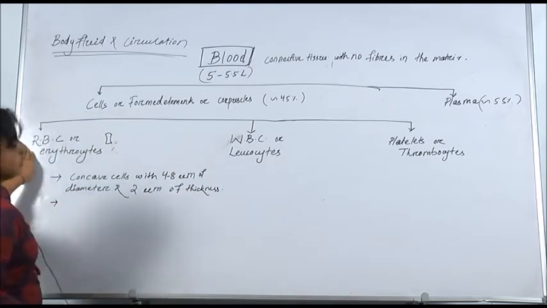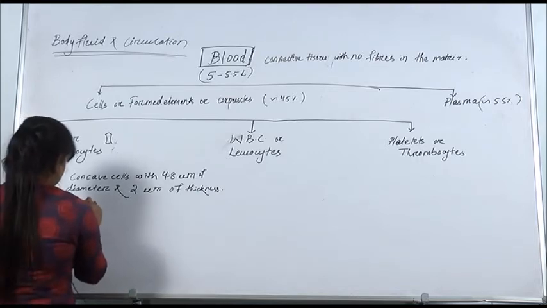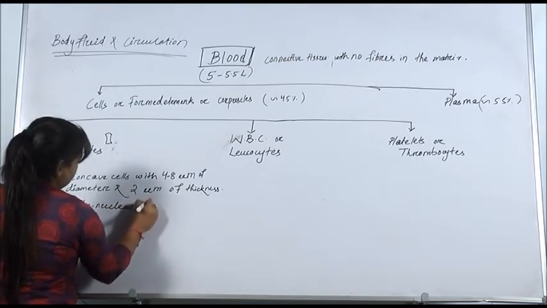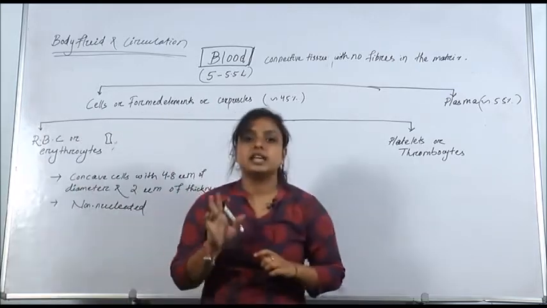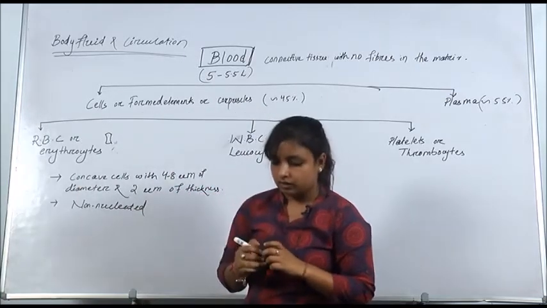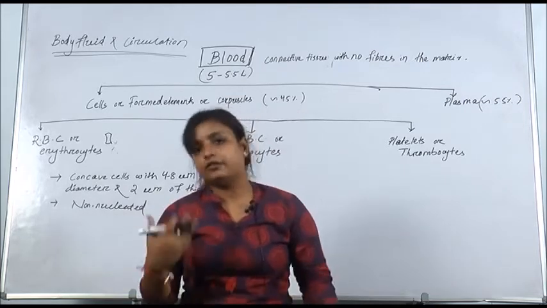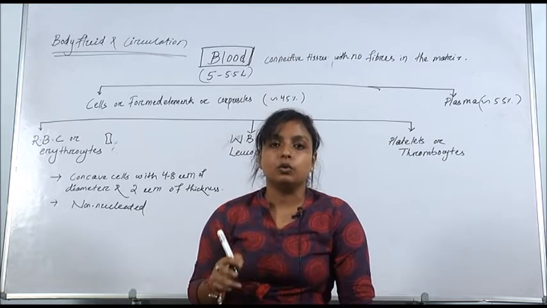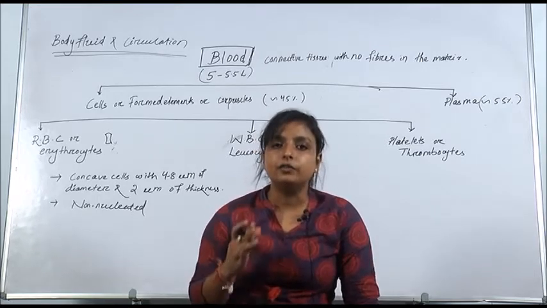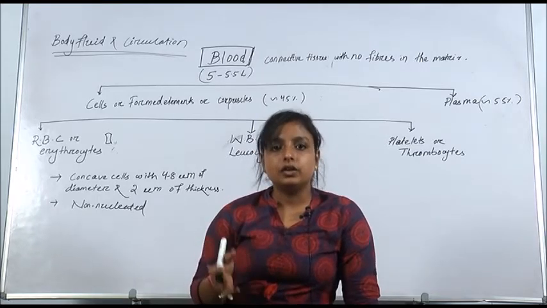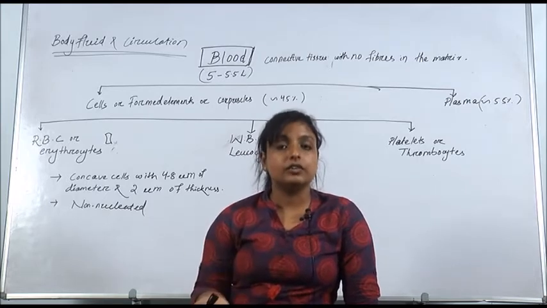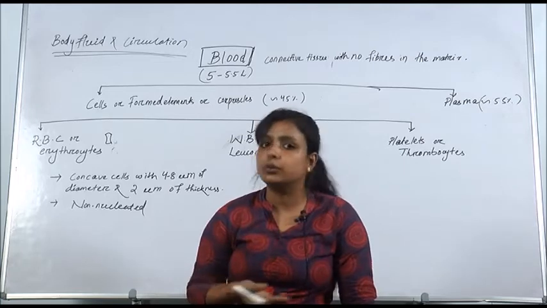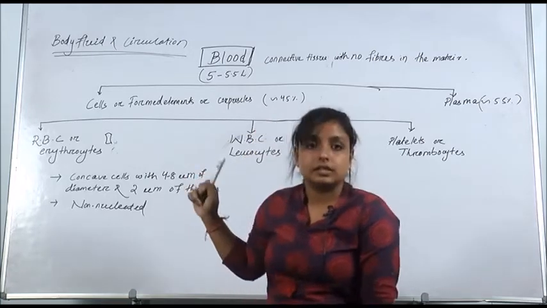So, RBCs are the non-nucleated cells. That means they don't possess any nucleus. Why? As we all know, in every part of our life, suppose we have 10 things. If we don't need 2 things, we try to get rid of those 2 things, and we acquire the things that we require in their place. So, it's better to get rid of those things which we don't need. The same concept goes here.